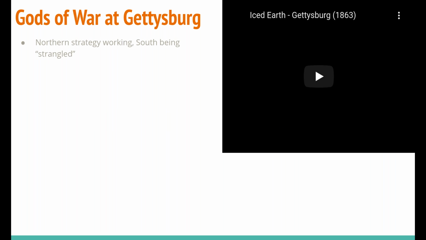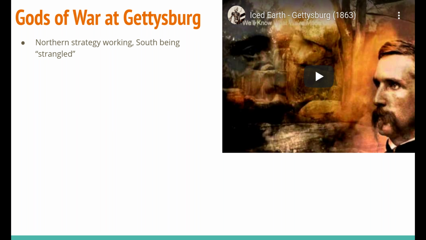All right, now let's talk about the single bloodiest battle of the American Civil War, probably one of, if not the bloodiest battles in American history. So the Northern strategy, this Anaconda Plan, Winfield Scott's Great Snake, has been working, the South slowly being strangled by this blockade.